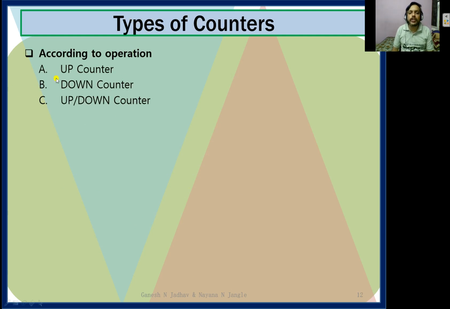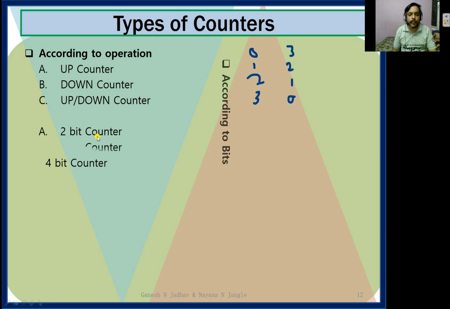According to the types of operation, it is called up counting, down counting, or up/down counting. So what is up counting? When the counting starts from 0, 1, 2, 3, it is called up counting. What is down counting? Suppose it starts from 3, 2, 1, 0, that is down counting. Sometimes we require both combined in one counter, then it is called an up/down counter. So according to operation, this is defined as up counter, down counter, up/down counter.